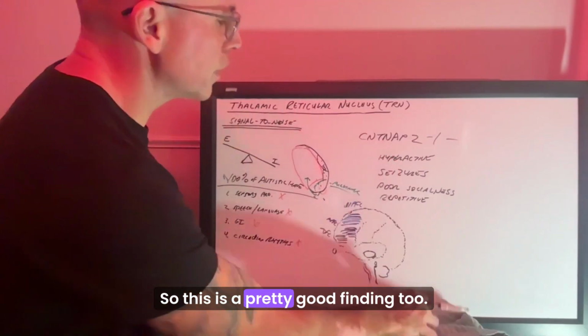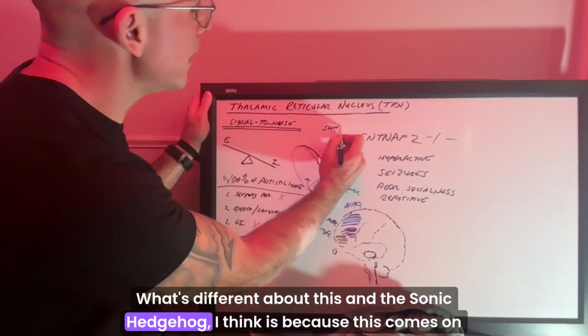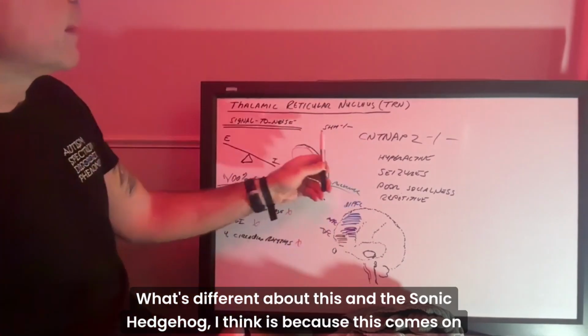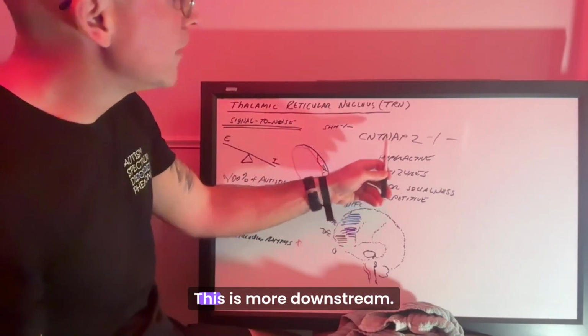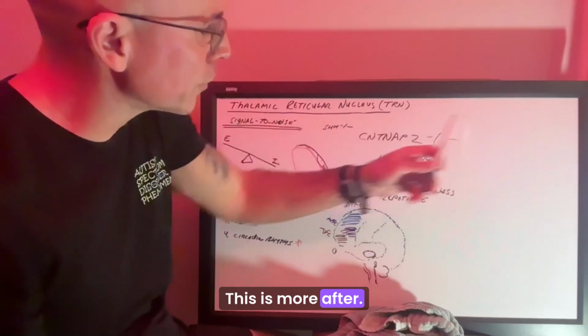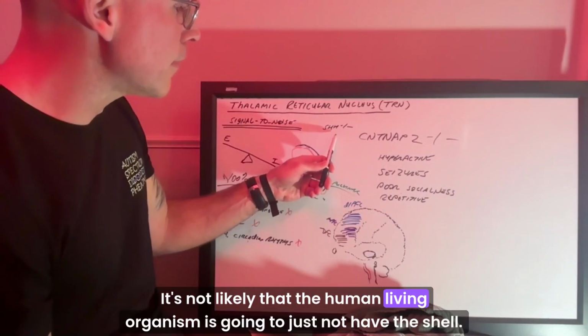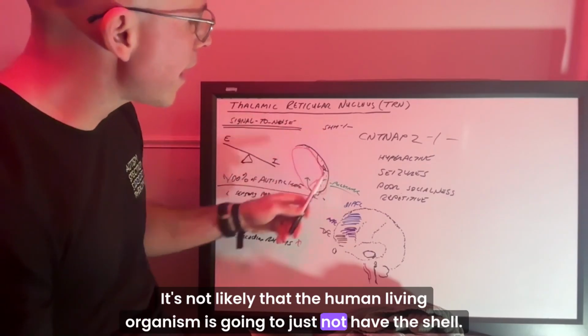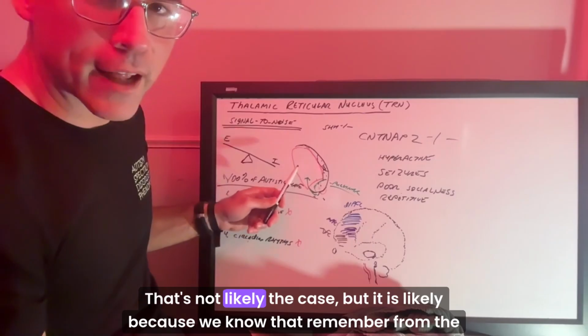So this is a pretty good finding too. What's different about this and the Sonic Hedgehog, I think, is because this comes on early with the neurulation. This is more downstream. This is more after. So it's not likely that the human living organism is going to just not have the shell. That's not likely to happen. That's not likely the case.